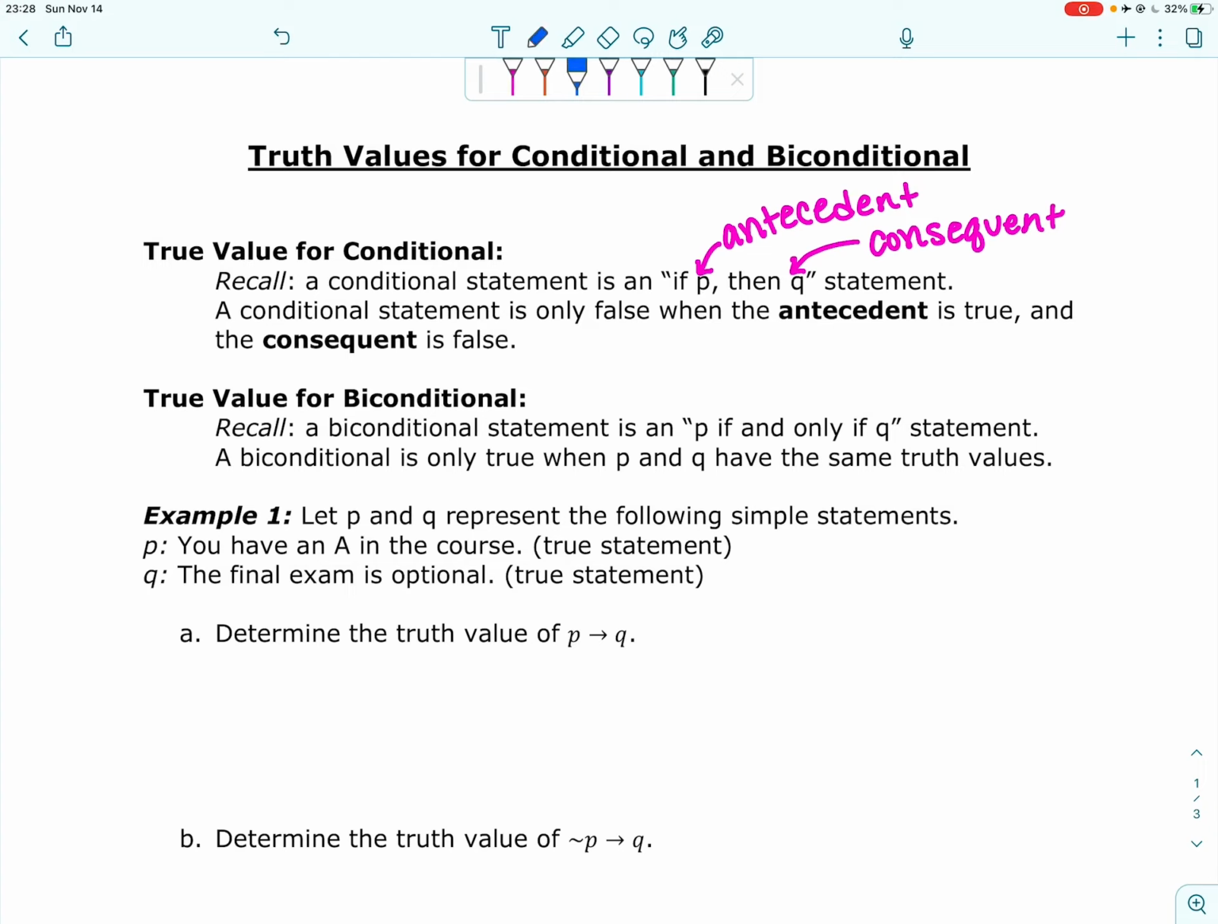So the only time that this is false is if you have if true, then false. That results in the entire statement being false. Otherwise, the entire statement is true.